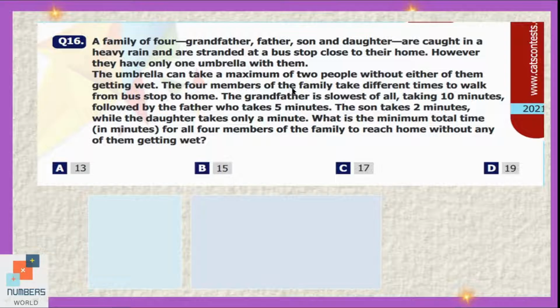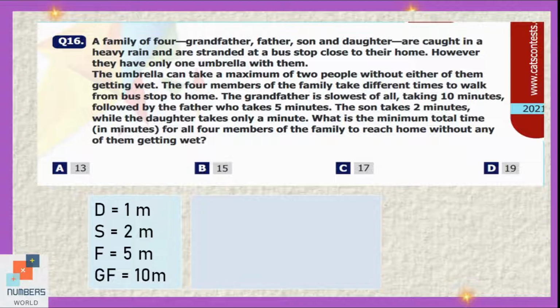The 4 members of the family take different times to walk from bus stop to home. The grandfather is slowest of all, taking 10 minutes, followed by the father, who takes 5 minutes. The son takes 2 minutes, while the daughter takes only a minute. What is the minimum total time in minutes for all 4 members of the family to reach home without any of them getting wet? So daughter takes 1 minute, son takes 2 minutes, the time for the father is 5 minutes, and grandfather takes 10 minutes to walk from the bus stop to home.